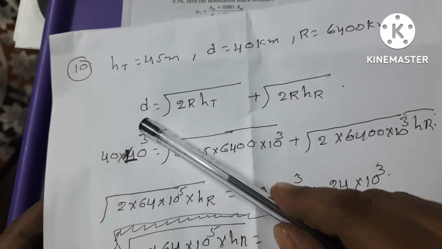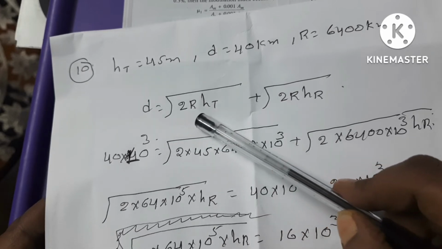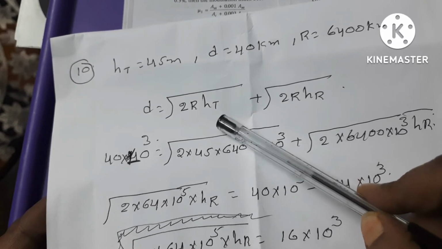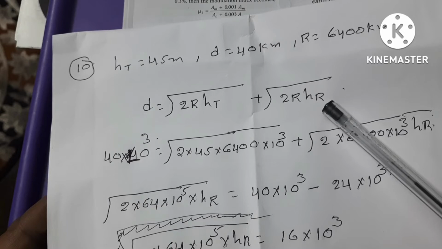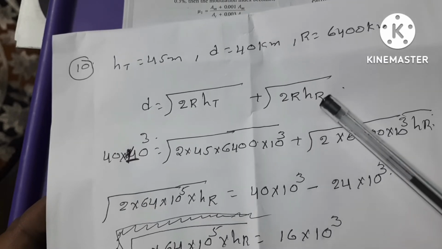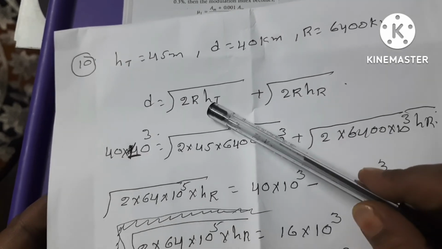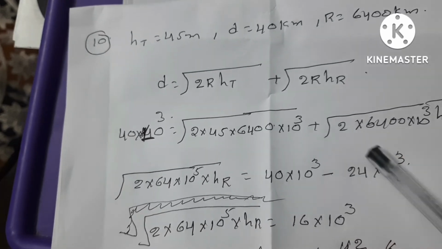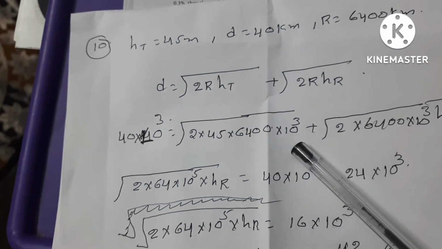In this formula, distance D belongs to the distance between the receiver and transmitter. The formula is D equals under root 2R HT plus under root 2R HR. HT belongs to the height of the transmitter. This small r in HR means the height of the receiver. This R is representing the radius of the earth. You have to remember, sometimes they are giving it, sometimes they are not giving it. The radius of the earth is 6,400 kilometers.